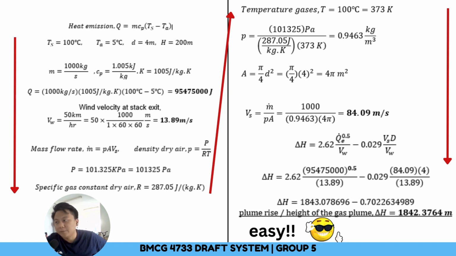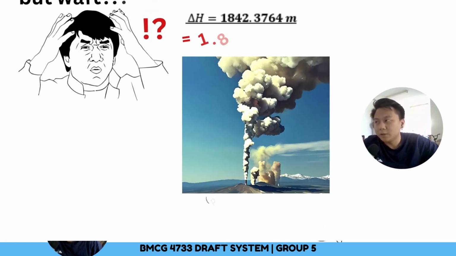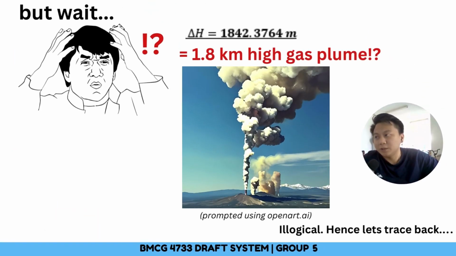And here we have the velocity of the gases, which is 84.09 meters per second. Now, using all that we have found, we put it into the equation, and here we have the answer. But we see we get 1842 meters, which is 1.8 kilometers high of gas plume, which seems rather unrealistic. So we will have to reevaluate our calculations and see what we did.